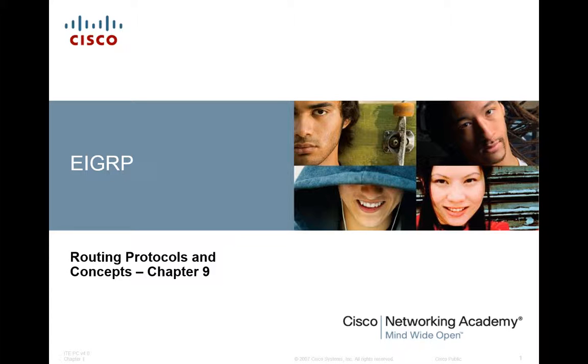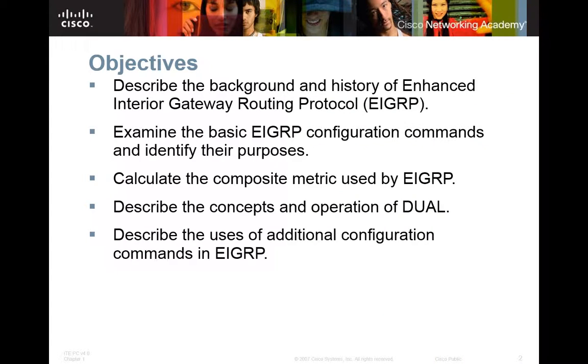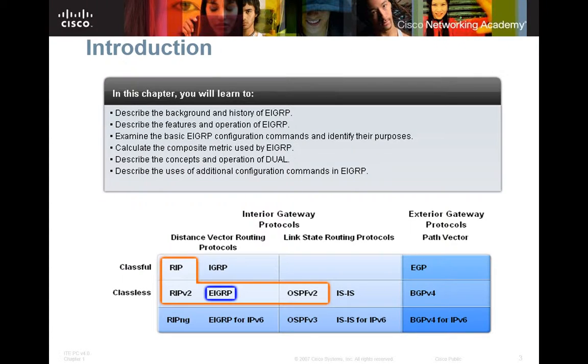Someday we're going to talk about EIGRP. Well, actually, you're on the second half of the week anyway. We're going to talk about IGRP, EIGRP. This is going to focus a lot on EIGRP, but IGRP is the same thing. This just has more functionality, all right? I couldn't find the slides for IGRP anywhere. We're going to talk about the background and history of EIGRP. We're going to talk about the basic configuration commands, calculate the composite metric, and describe the components or the concepts and the operation of DUAL, and talk about additional commands for EIGRP.